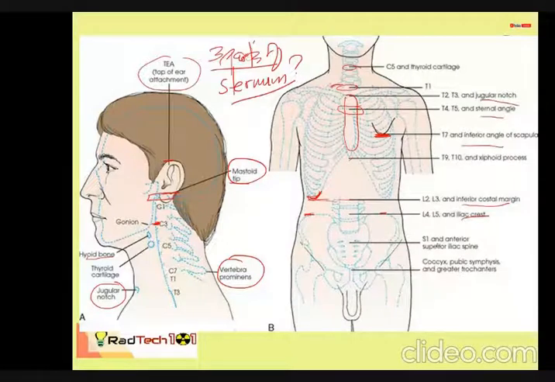S1 or sometimes sa ibang book may S2. So this is at the level of the ASIS. Dito siya. Anterior superior iliac spine or ASIS. And then ang coccyx is at the level of the pubic symphysis and also the greater trochanters. So those are the surface landmarks that we need to understand, study, memorize, remember.